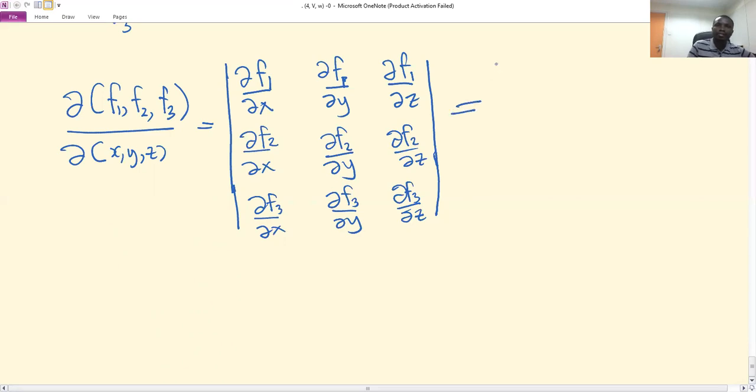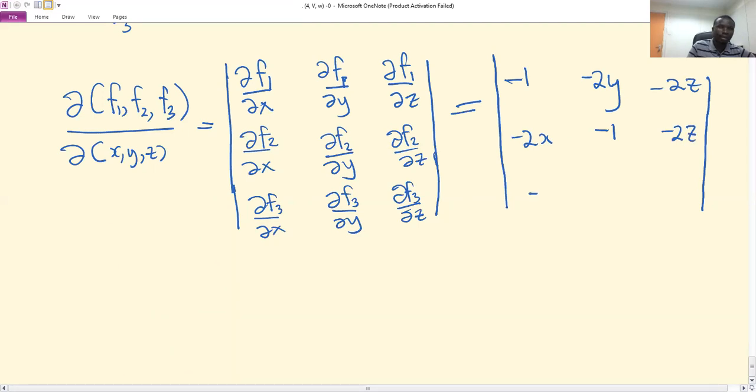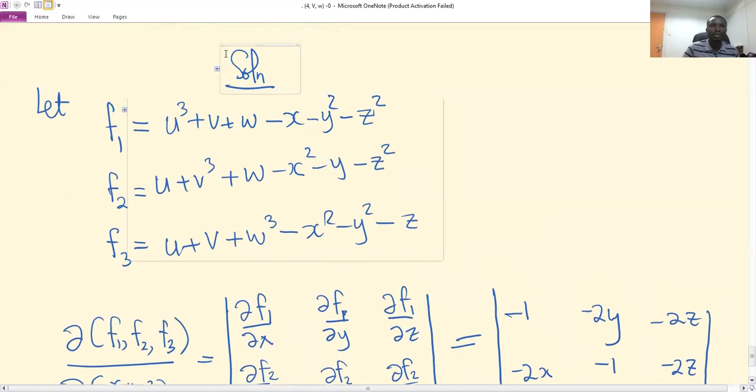And then differentiating those functions, partial f1 partial x is minus 1. Partial f1 partial y is minus 2y. Then the other one would be minus 2z. And then we have minus 2x, and then minus 1, and then minus 2z, and then minus 2x, and then minus 2y, and then minus 1. Please confirm those values from these functions. It's not hard to get the partial derivatives for f1, f2, f3.